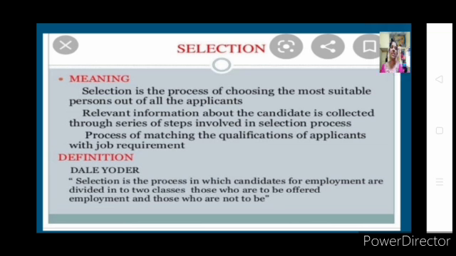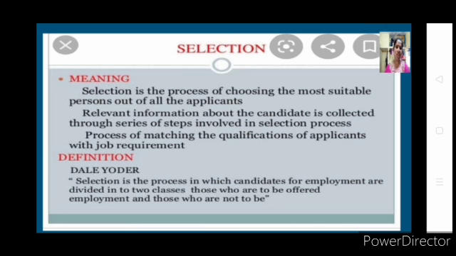Right? Here you can see the meaning of selection. Selection is a process of choosing the most suitable person out of all the applicants. Through recruitment, by seeing your advertisement, many will apply for the job, but through the selection process, which is again a process, you will appoint only a few.